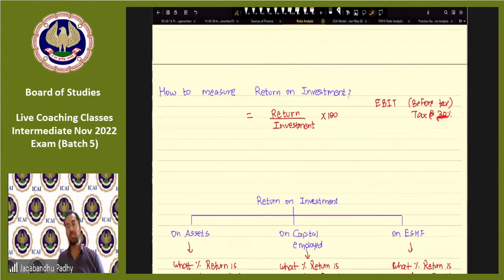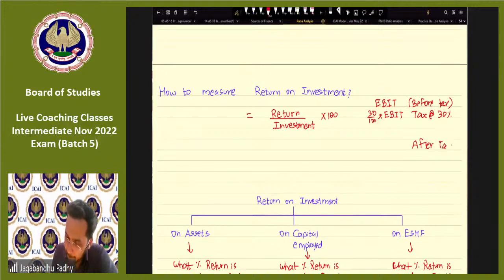This is going to be 30% of what? It is 30% of EBIT, right? Because it's a before tax figure. This is before tax, so you will pay tax on this, which will be 30% of EBIT. Now tell me what will be the after tax figure.